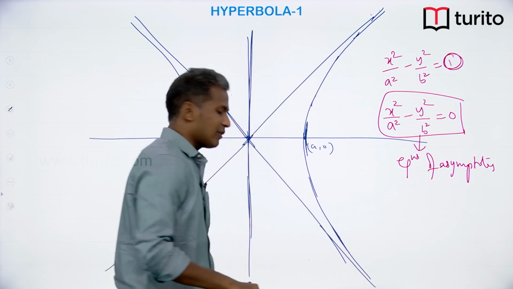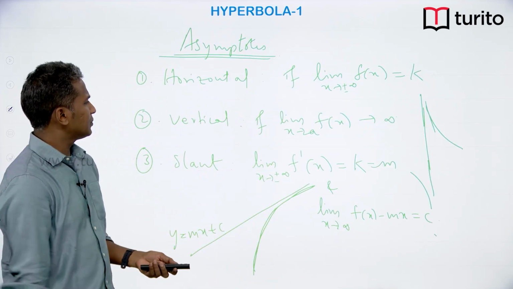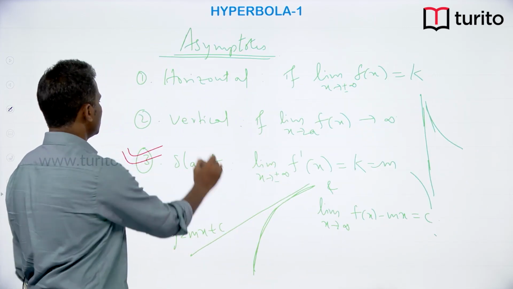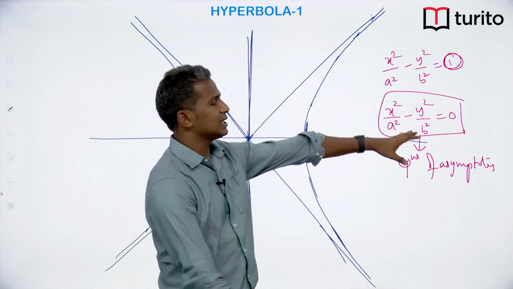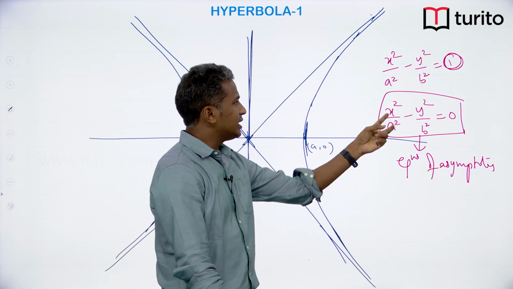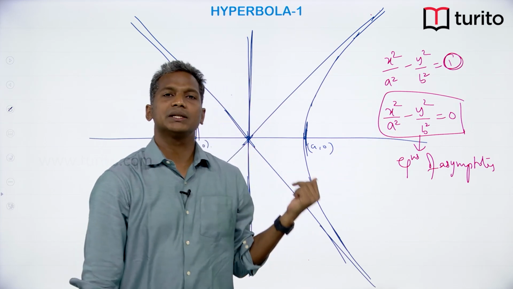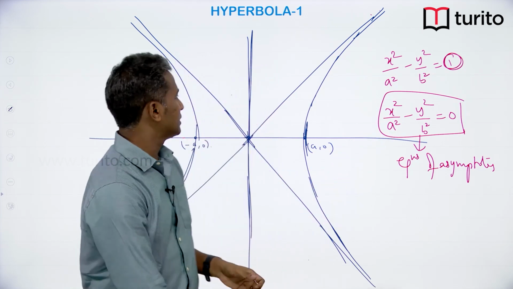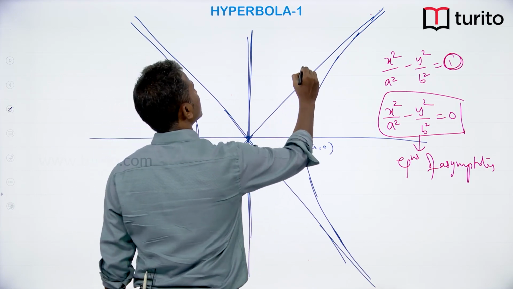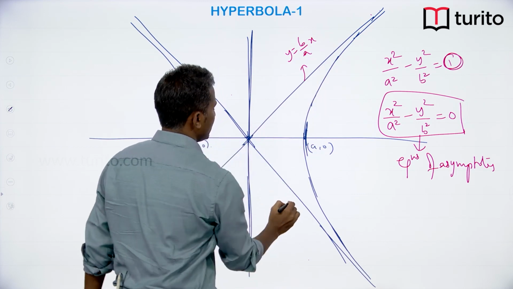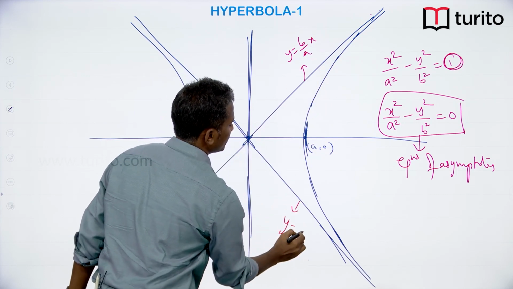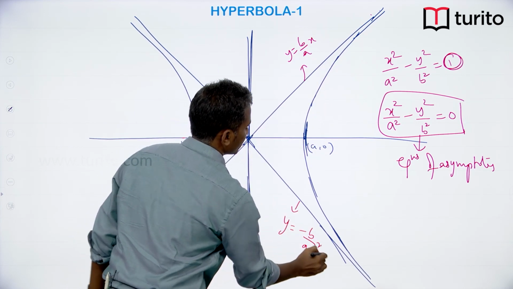Earlier also I have explained the main concept of asymptotes. So, using this third point, you can derive the equations on your own and you are going to get the same equations. Now, here there are two equations, it is the equation of a pair of straight lines. So, this equation will become y equal to b by a into x, and this equation will become y equal to minus b by a into x.